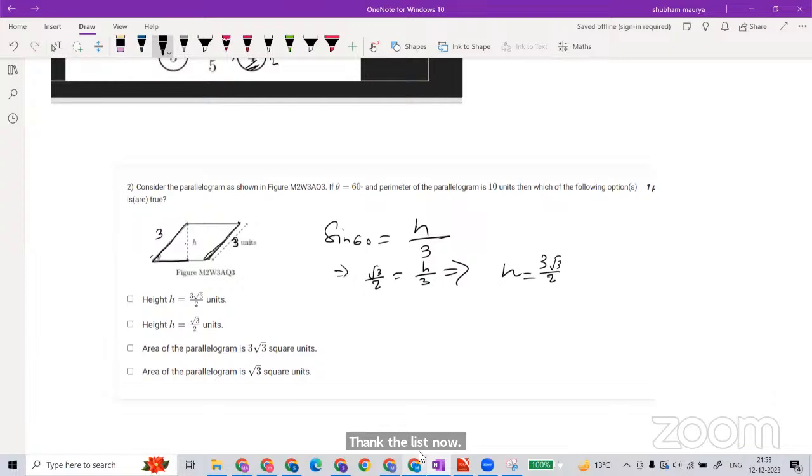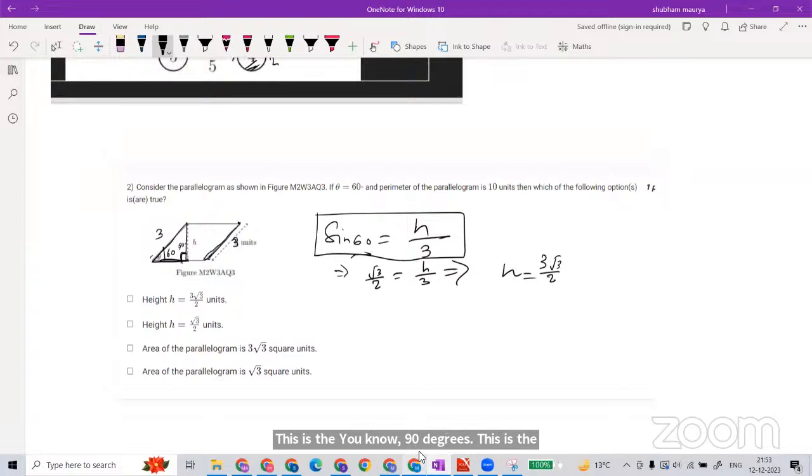So this is the right angle triangle, and this is the 60 degrees given. This is the 90 degrees given. This is a right angle triangle, so we can then use the sine function. How will we know where to use the trigonometric function? It is best whenever you are in the right angle triangle.